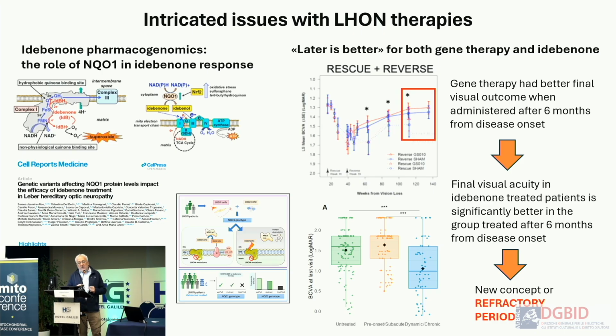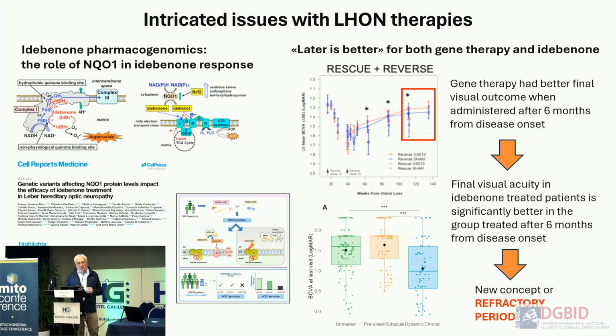And the other interesting thing, the trials, rescue and reverse trials with gene therapy, you can see here the results. Besides the awkward result of having the bilateral effect with unilateral injection, people treated after 6 months from onset were actually doing better than those treated in the first 6 months. And this is completely counterintuitive.